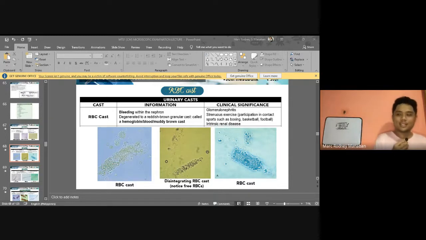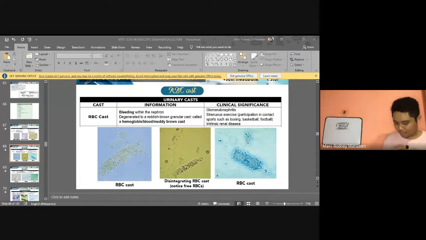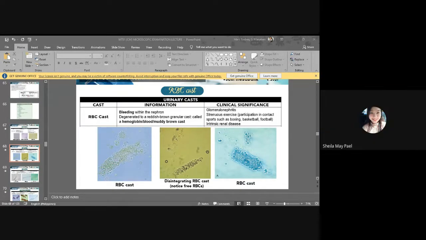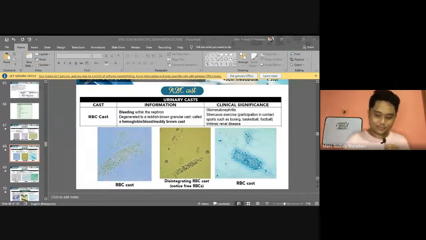Just a review. What is the principle of your glucose reagent strip? Even just the words. Double sequential enzymatic reaction. Okay, very good. Alright. What can be added in your pad to remove the interference of ascorbic acid?